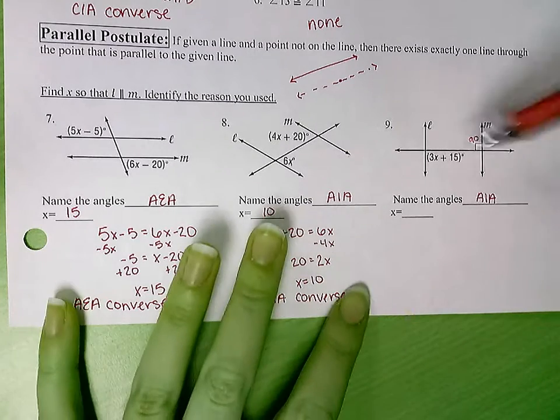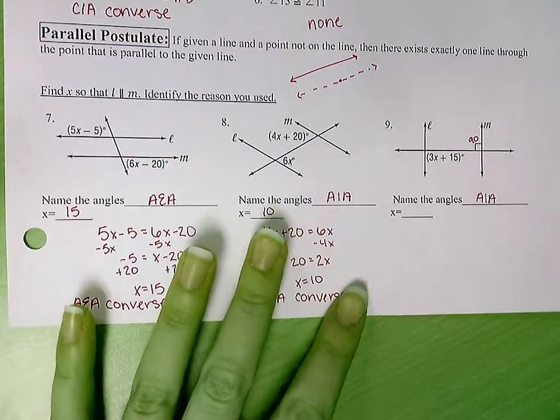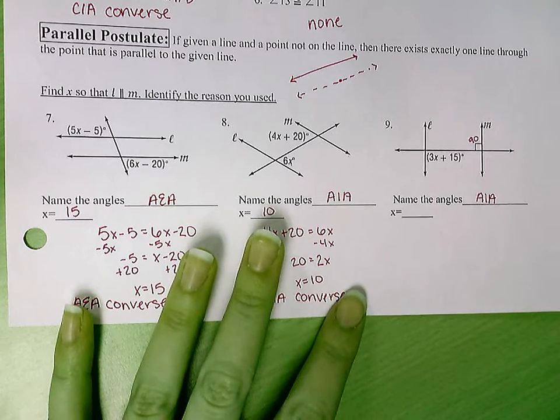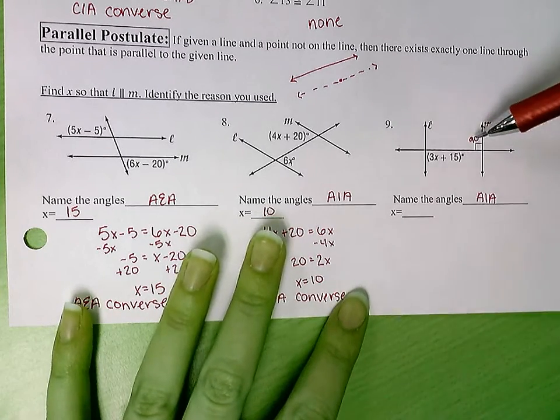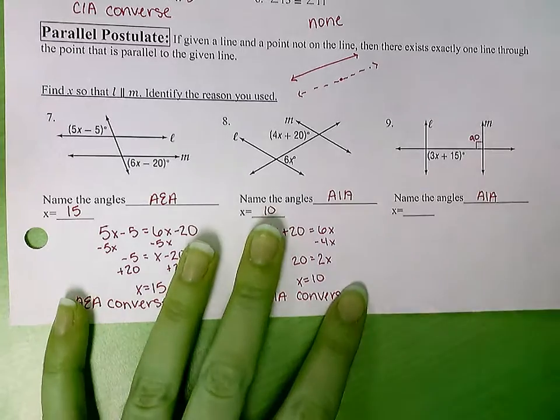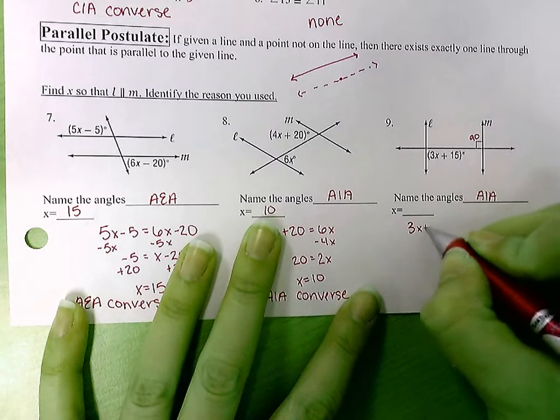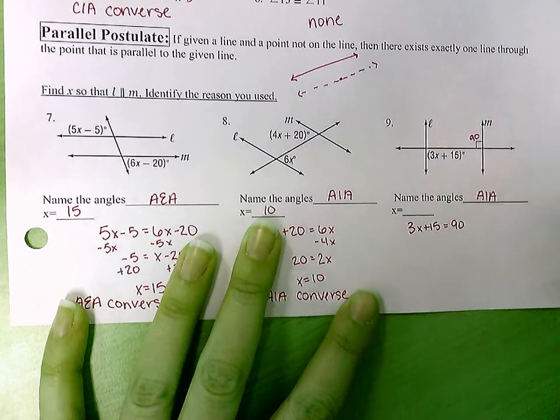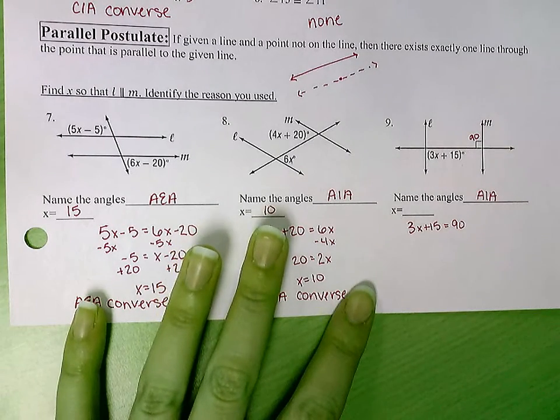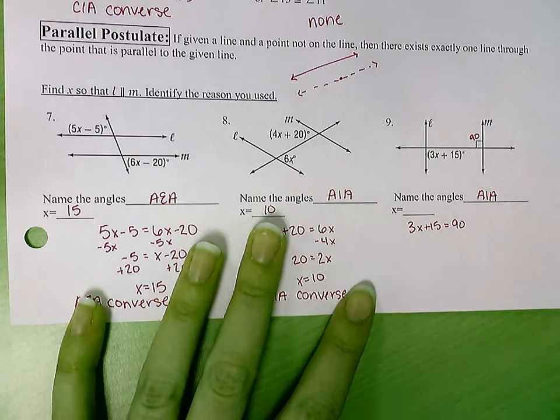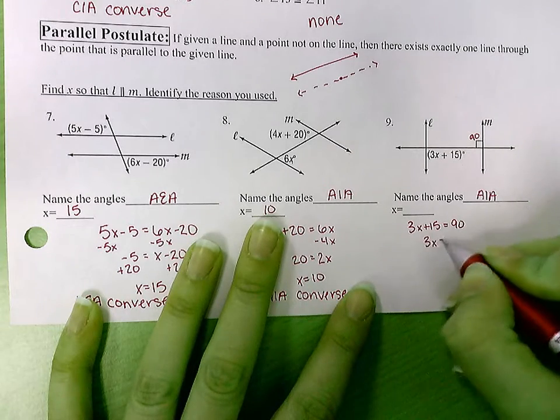Okay. So these two angles are alternate interior angles. Okay, so I can set them equal if I want those lines to be parallel. So we can take 3x plus 15 and set it equal to 90. Okay, subtract 15.